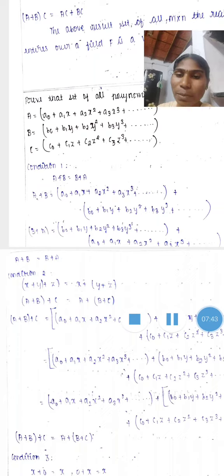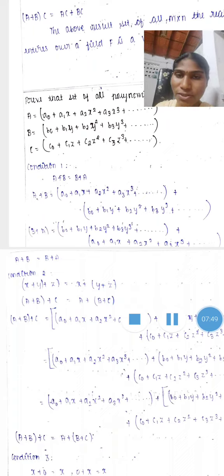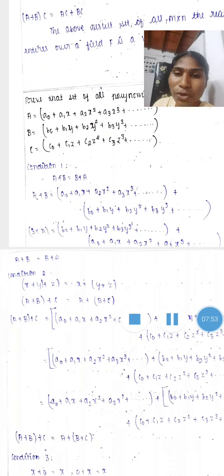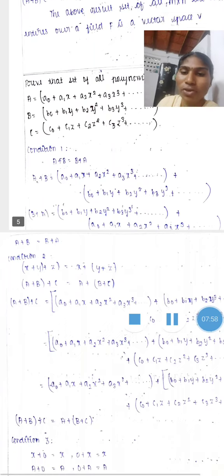First condition is the commutative law: A plus B is equal to B plus A. So A is defined by a0 plus a1x plus a2x square plus a3x cube plus etc. And B is defined by b0 plus b1y plus b2y square. So interchange the addition, and we get A plus B is equal to B plus A.